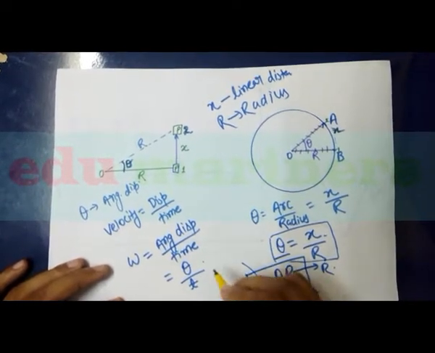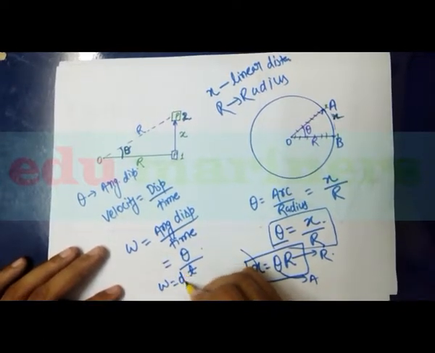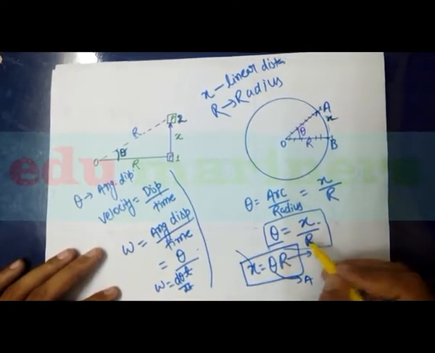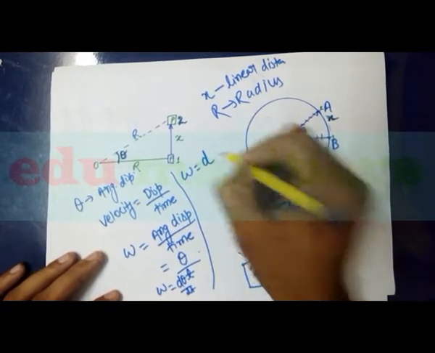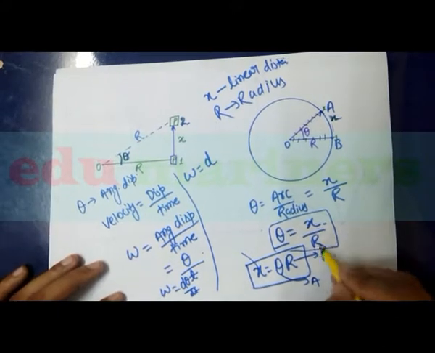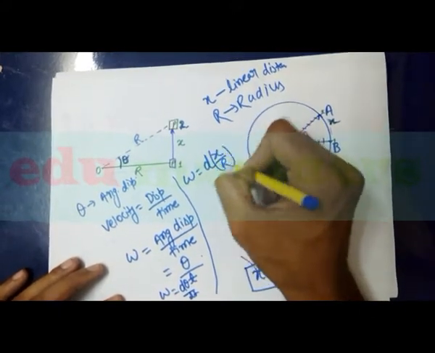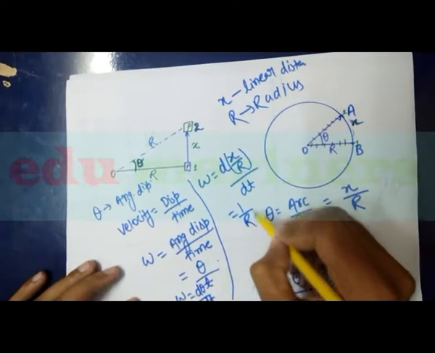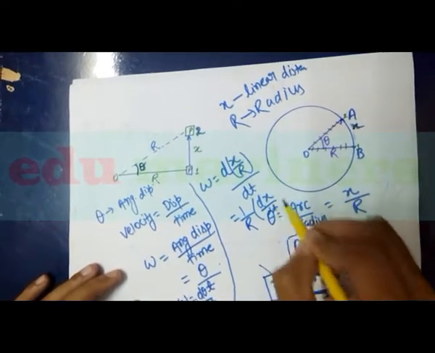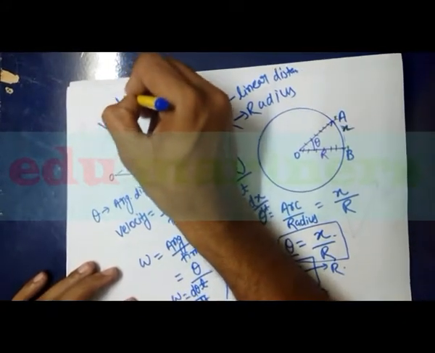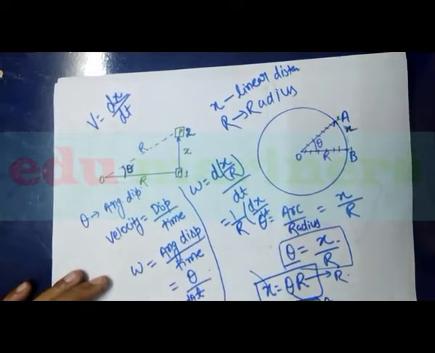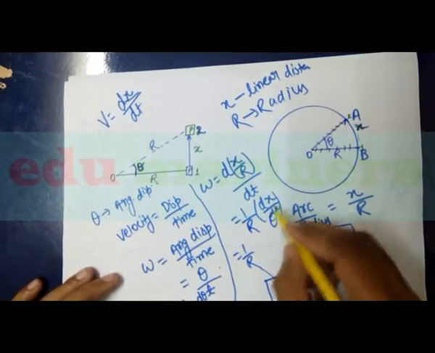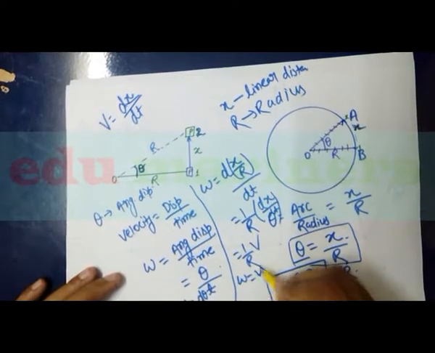Now this omega can be rewritten in differential form as d theta by dt. In place of theta we can substitute x by r, so omega is equal to d(x by r) by dt. Since r is constant, we can take it out, leaving 1 by r times dx by dt. Since we define linear velocity as change in linear displacement by time, dx by dt is equal to v. So omega is equal to v by r, right?